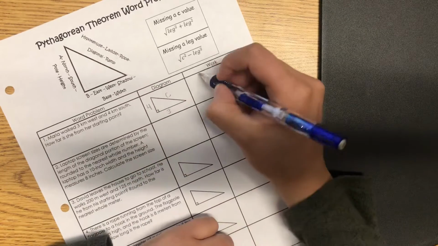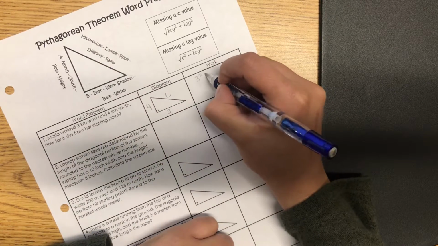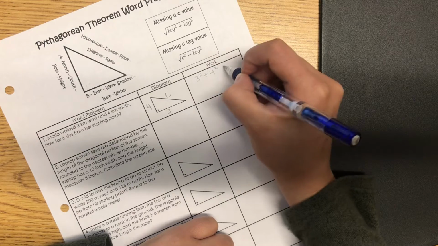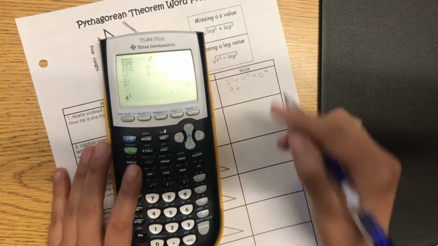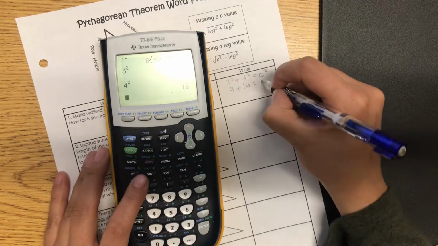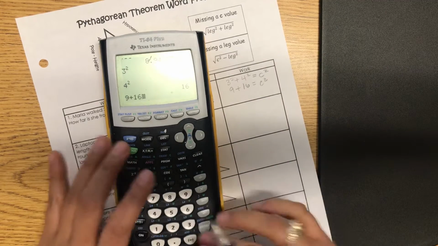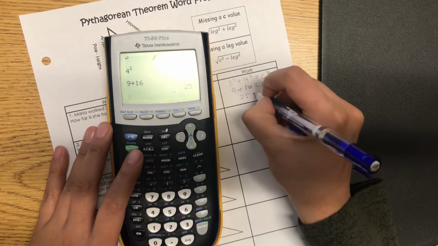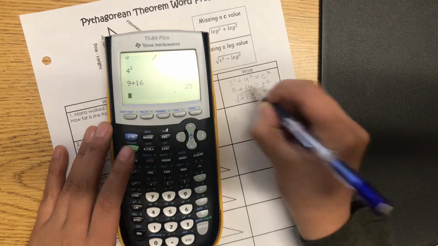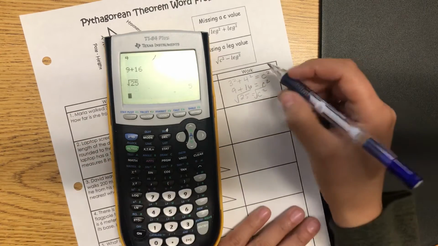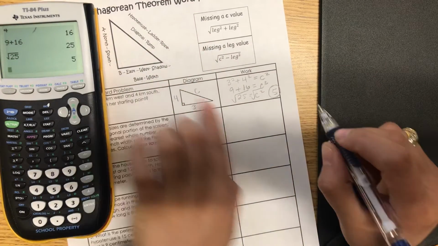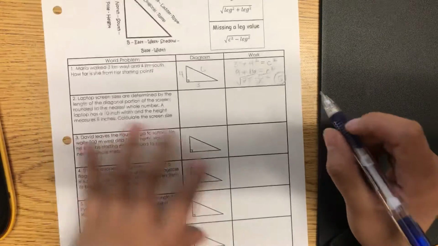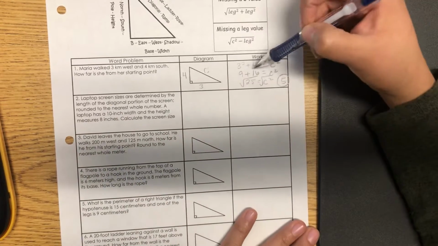So if these two are the legs, remember it's a squared plus b squared, my two legs, equals c squared, which I don't know. So 3 squared is 9, plus 4 squared, which is 16, and we don't know c squared. So 9 plus 16 is exactly 25, but to get my final answer, we take the square root. And the square root of 25 is 5. That's how far the point is from where she started. So remember, if the hypotenuse is missing, we add.